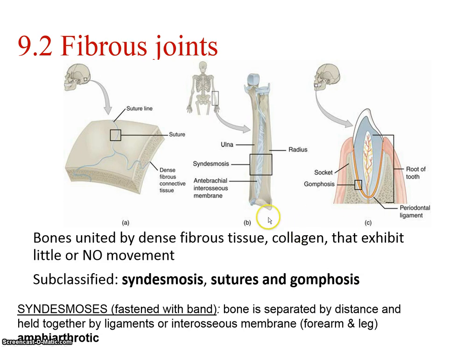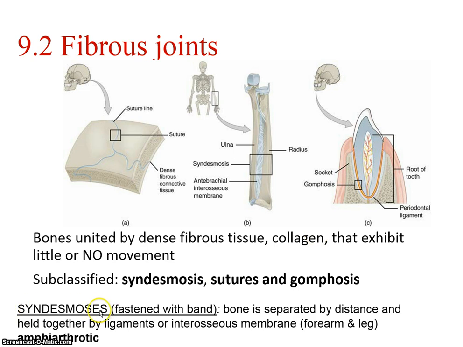Okay, so here in our image we have the sutures, we have the gomphoses between tooth and bone, and then we have another one we call the syndesmosis. So this is actually a sheet of fibrous connective tissue between these two bones, radius and ulna, and we also see this between the tibia and the fibula. Okay, so in a fibrous joint, we say the bones are united by dense fibrous tissue. That's where it gets its name, which is collagen. And they have very little if any movement, so they're typically, again, a synarthrotic joint. They're subclassified, as we said, as syndesmosis, sutures, or gomphoses.